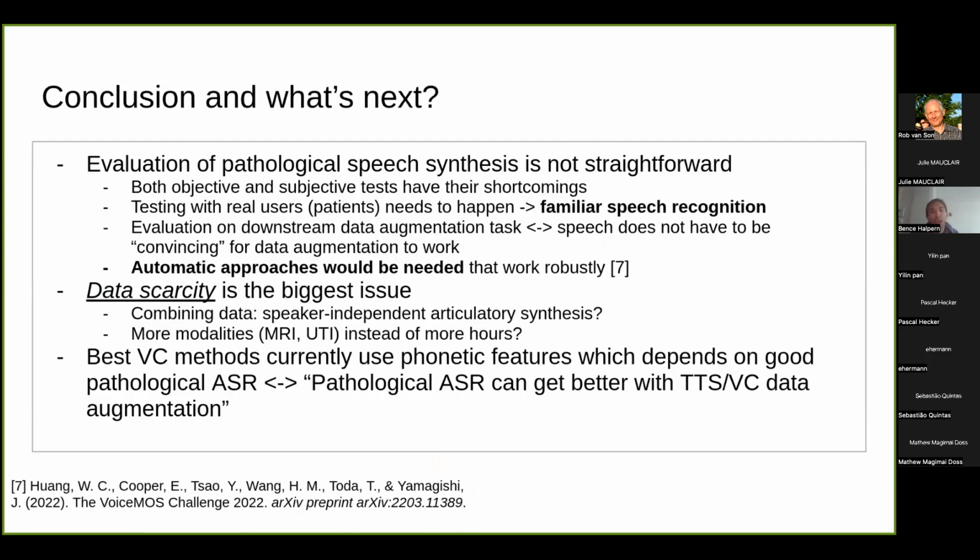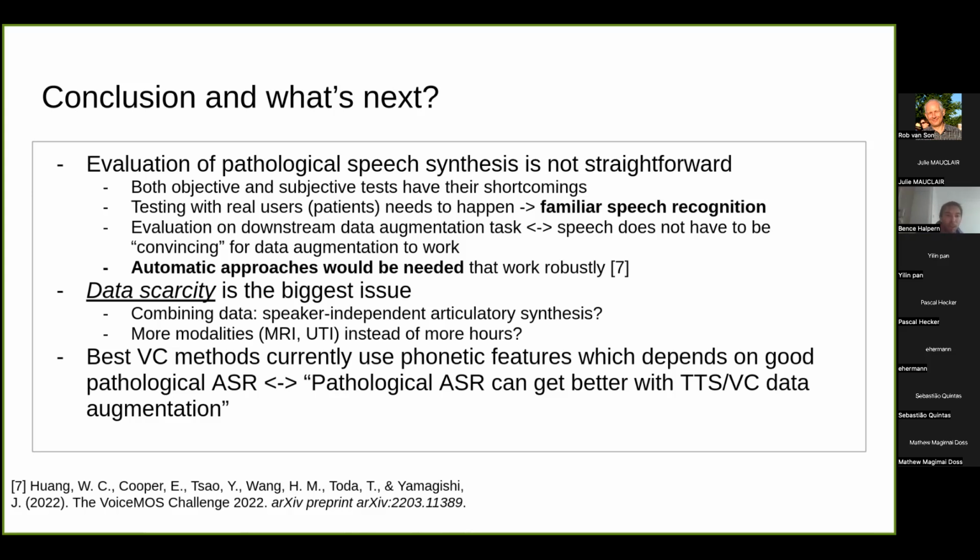So to sum up, evaluation of pathological speech synthesis is not straightforward. Both objective and subjective tests have their shortcomings, and automatic approaches that work more robustly would be needed in order to better quantify where we are with pathological speech synthesis. There are also ideas on the subjective part, where we could test with family members or real patients, because they would be able to judge better the quality of these recordings.